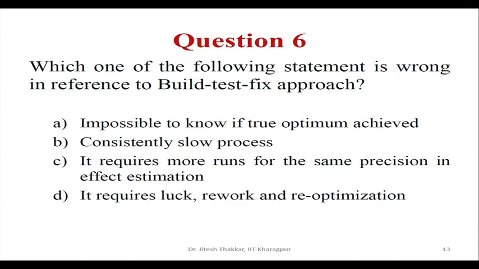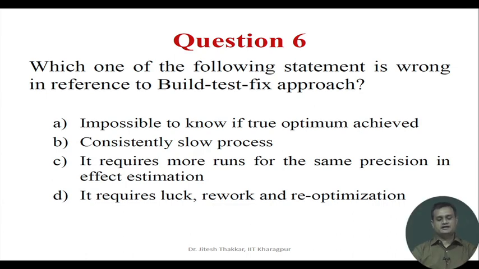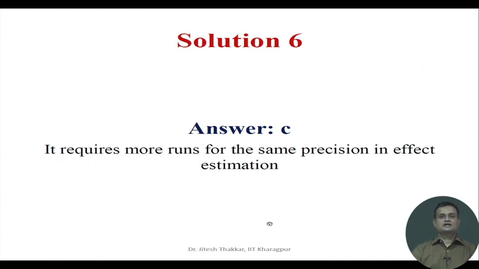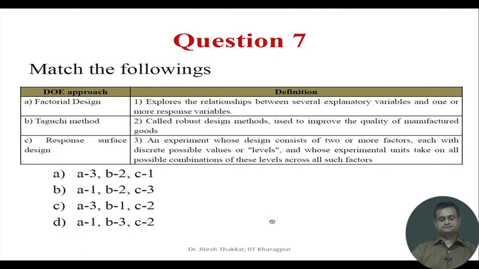Question 6, which of the following statement is wrong in reference to build, test, fix approach? A, impossible to know if true optimum achieved. B, consistently so process. C, it requires more runs for the same precision in effect estimation, and D, it requires luck, rework and reoptimization. So, the answer is C, it requires more runs for the same precision in effect estimation.